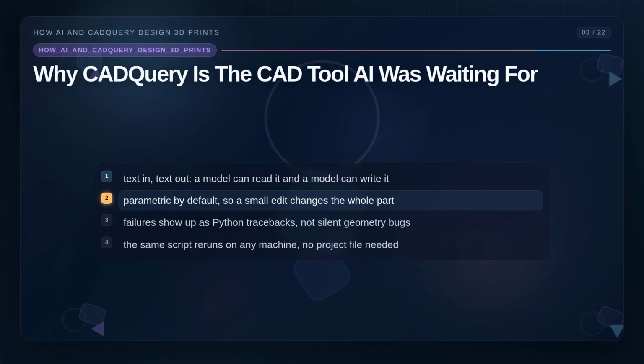The second reason is that everything is parametric. If I change a single number near the top of the file, the whole part regenerates around that change. The third reason is that errors look like Python errors. A failed Boolean union throws an exception with a stack trace, which the model can read and reason about, instead of producing a corrupted STEP file with no warning. And the last reason, which sounds small but matters, is that a CADQuery script reruns identically on any machine. You do not need a license server, a cloud project, or even a UI. That makes it perfect for an automated pipeline.